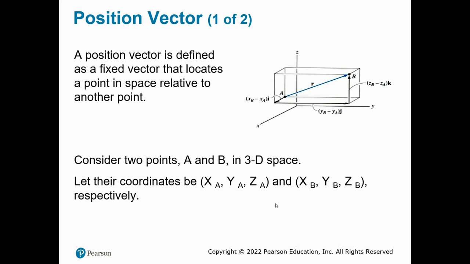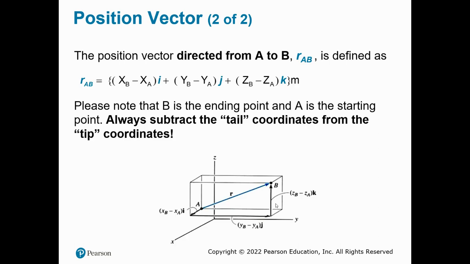So we're going to use the coordinates of the points. Coordinates of point A: XA, YA, and ZA. Also, the coordinates of point B: XB, YB, and ZB. To calculate the position vector directly from A to B, A is the starting point, B is the ending point. We are going to take the coordinates and do the coordinate of the ending point minus the starting point.